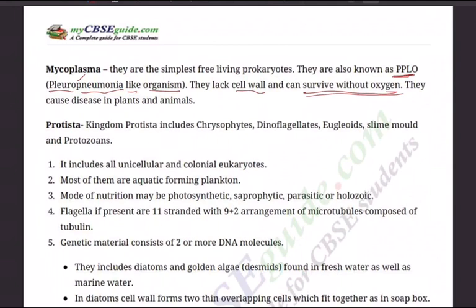So many times we will ask you this question. They cause diseases in plants and animals. So name the bacteria that can survive without oxygen: PPLO.